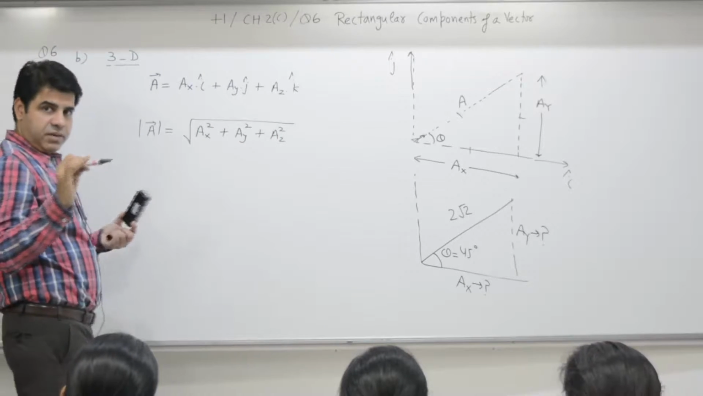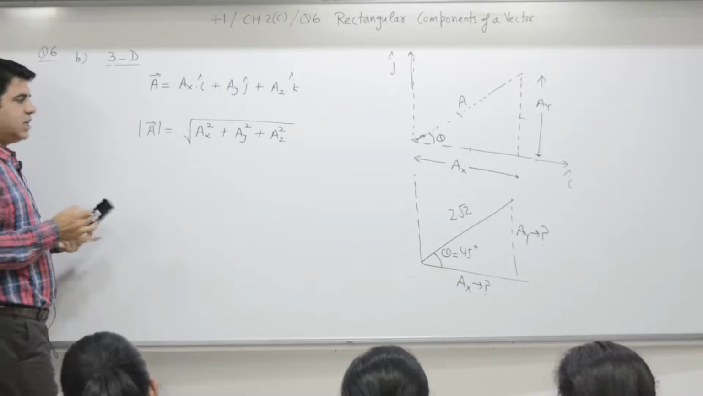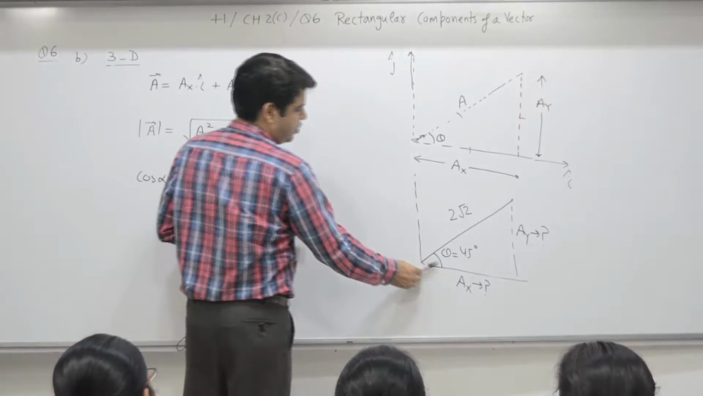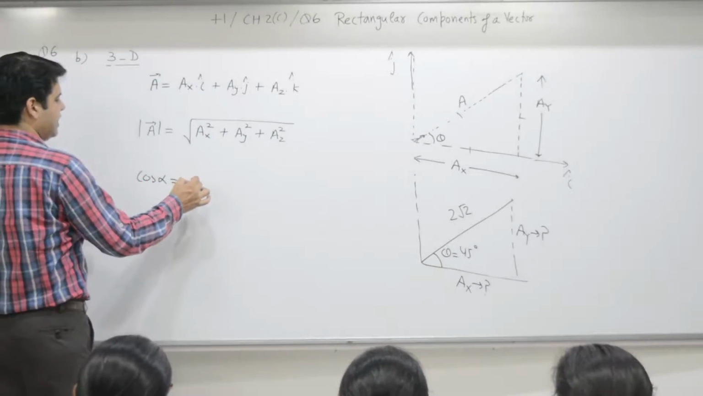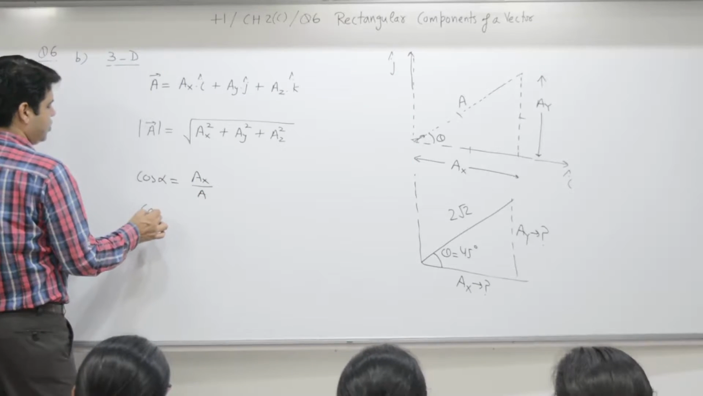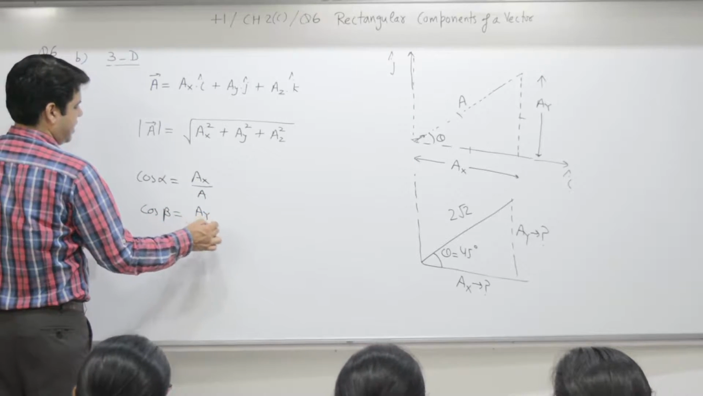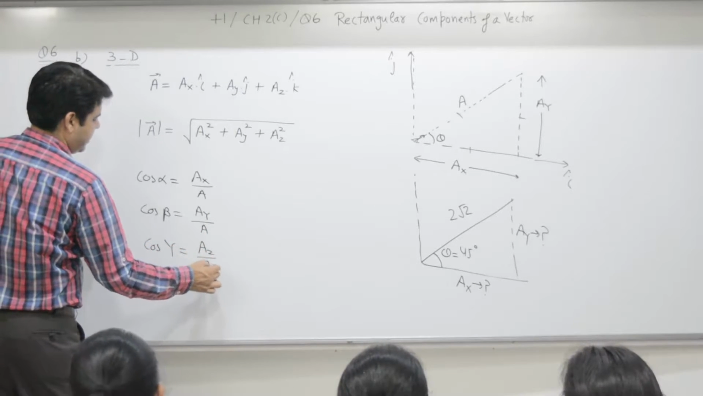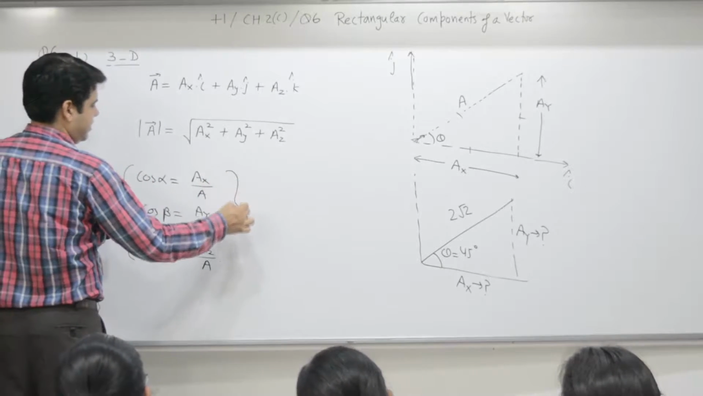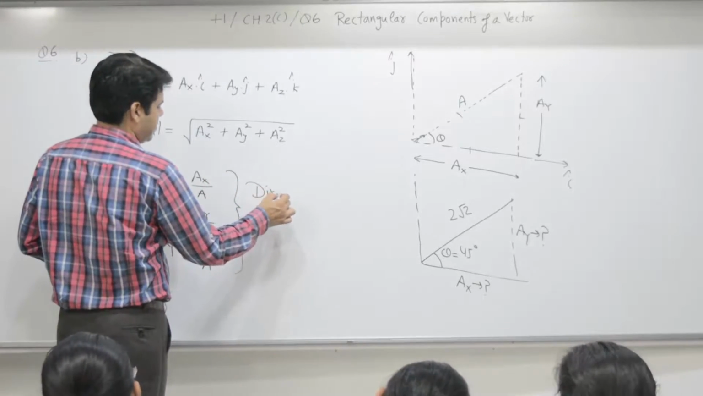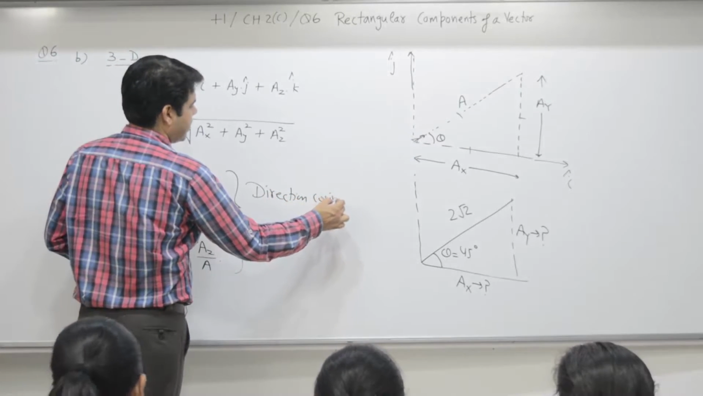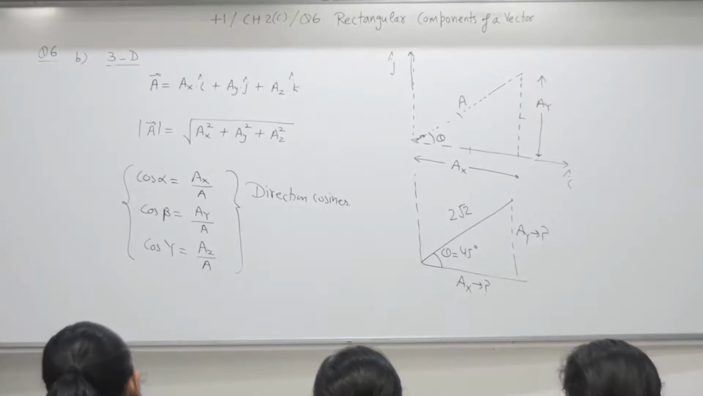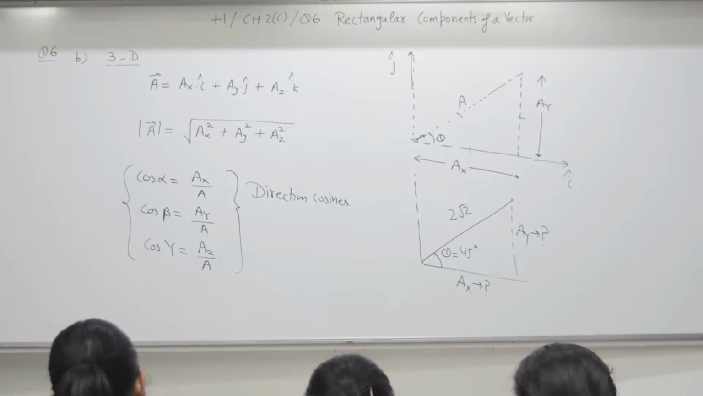This is 1. For mathematical purpose, not required in physics, direction cosines are defined as cos alpha. For example, here cos theta was equal to what? Ax by A. Here also it is Ax by A. Cos beta Ay by A. Cos gamma Az by A. These are termed as direction cosines, not required in our case, required in mathematics, but just for the sake of definition. 3 minutes to complete.